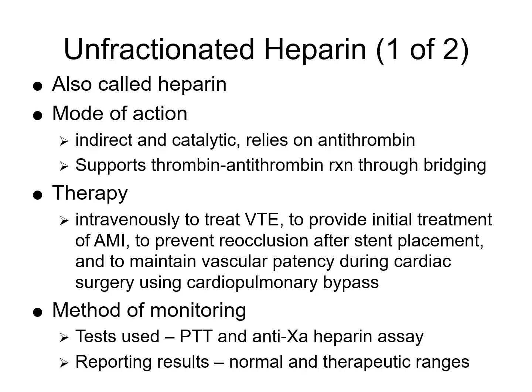We need to monitor heparin therapy, and the test we would use would be an activated partial thromboplastin time, or a PTT. This is kind of the traditional monitoring method for this. Another option we have now is the anti-10A heparin assay, and this measures the heparin activity more specifically. For reporting results, both tests have defined normal ranges and therapeutic ranges. So the therapeutic monitoring is going to be essential due to heparin's variable dose response.